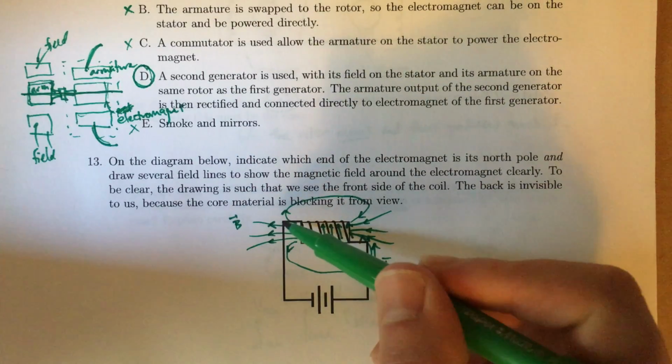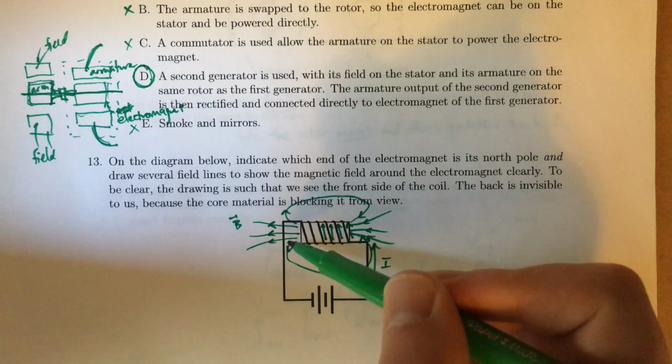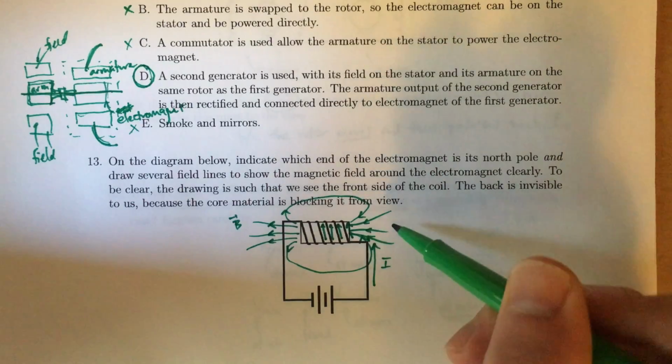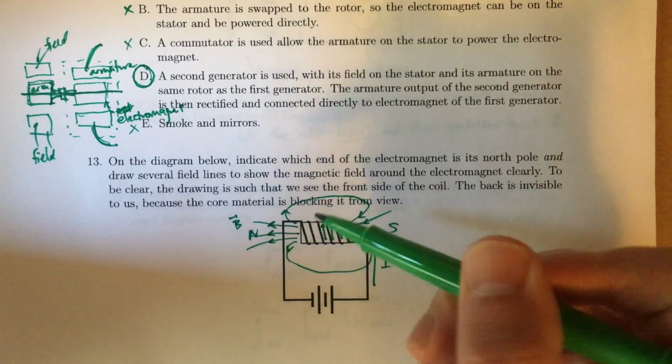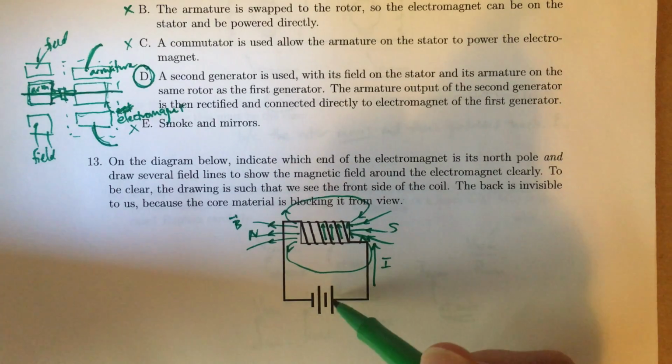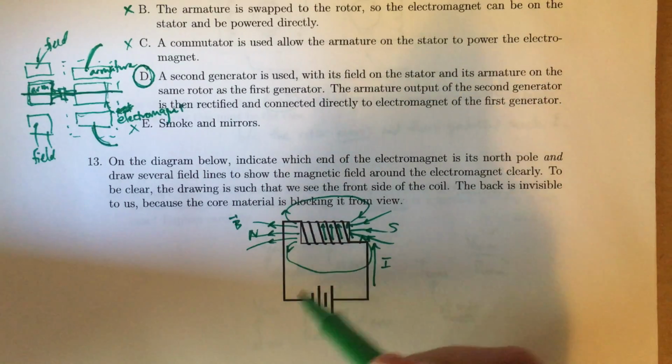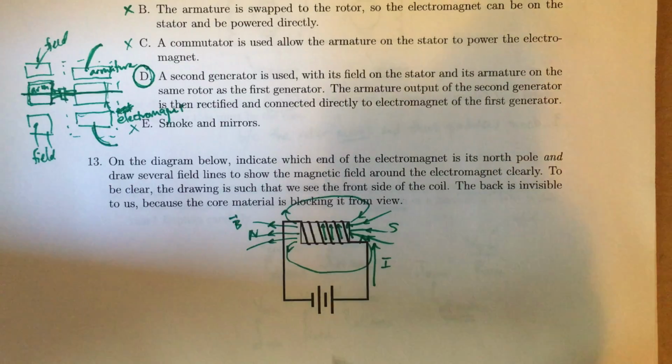And remember that north poles are where the field lines exit, and south poles are where they enter. So this would be the south, and this would be the north of our electromagnet, with the current going this direction around and through all the wires and then back down to the battery.